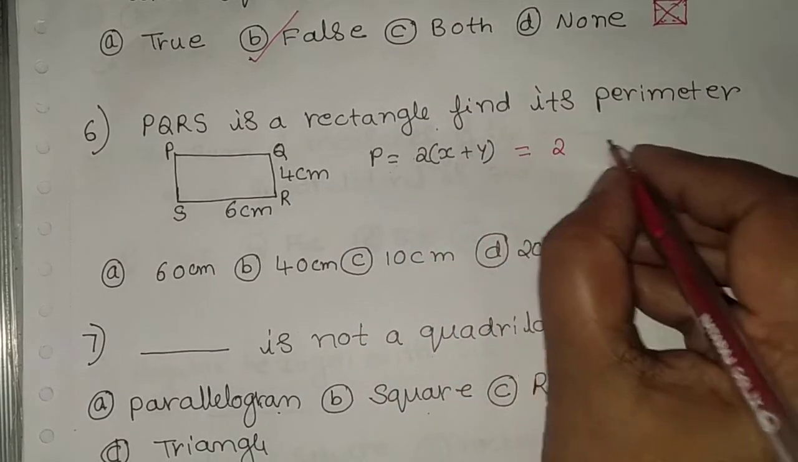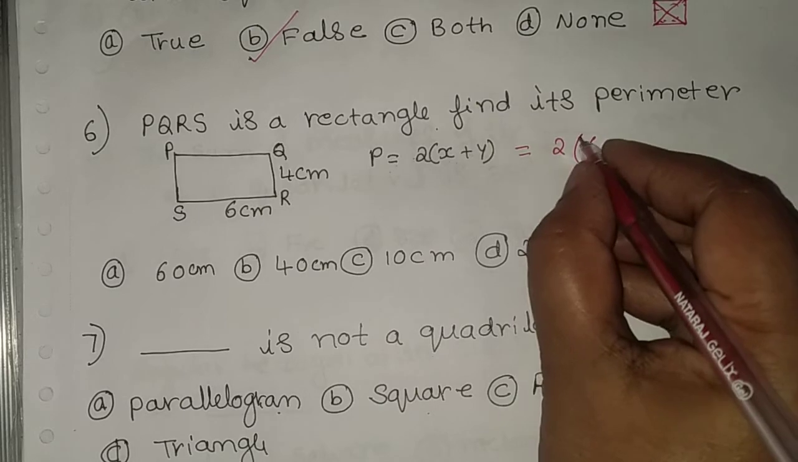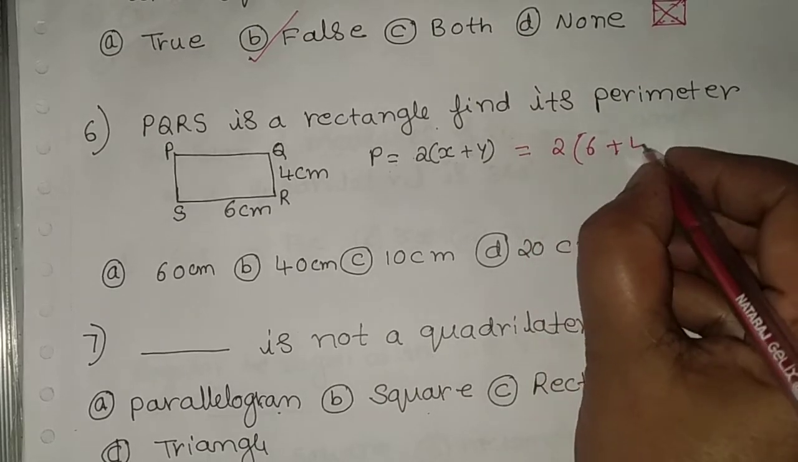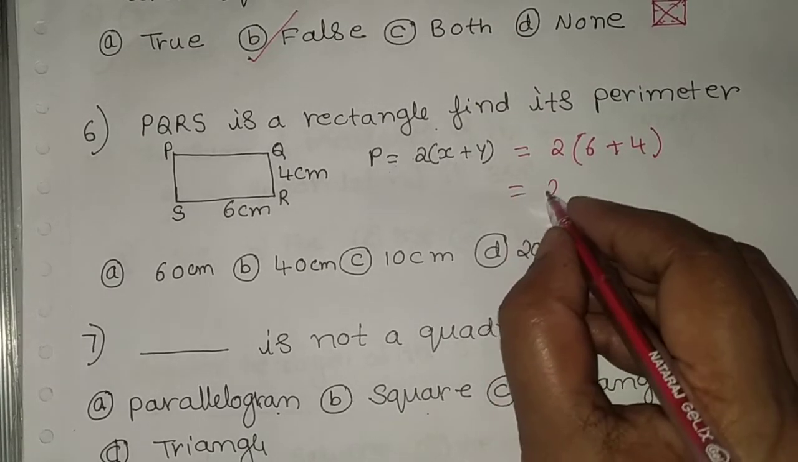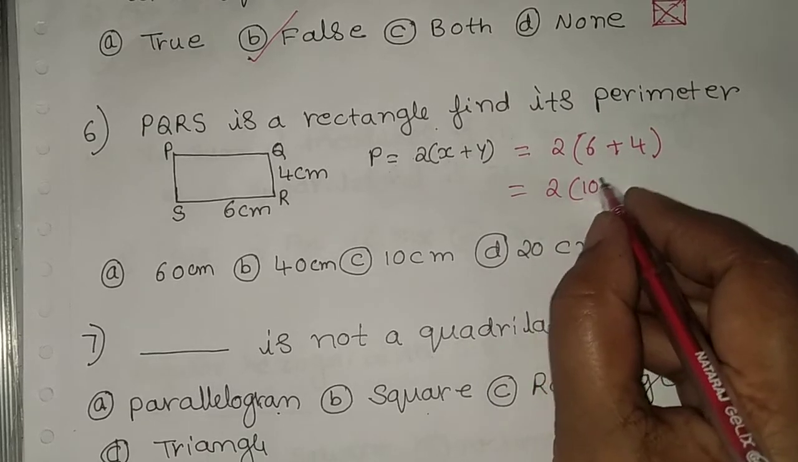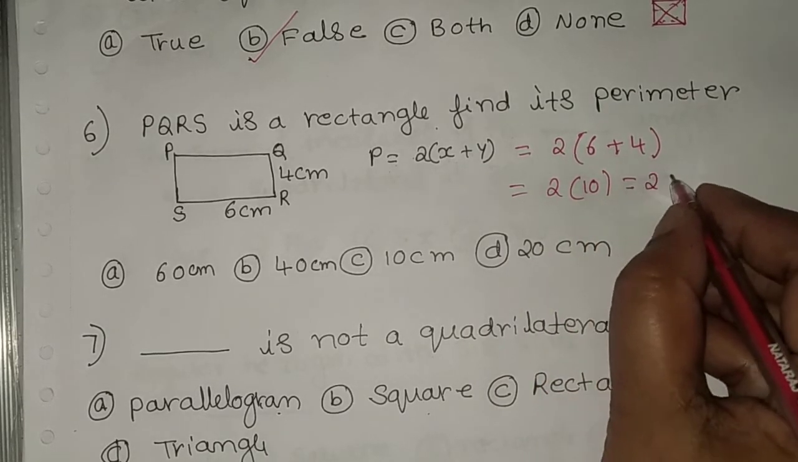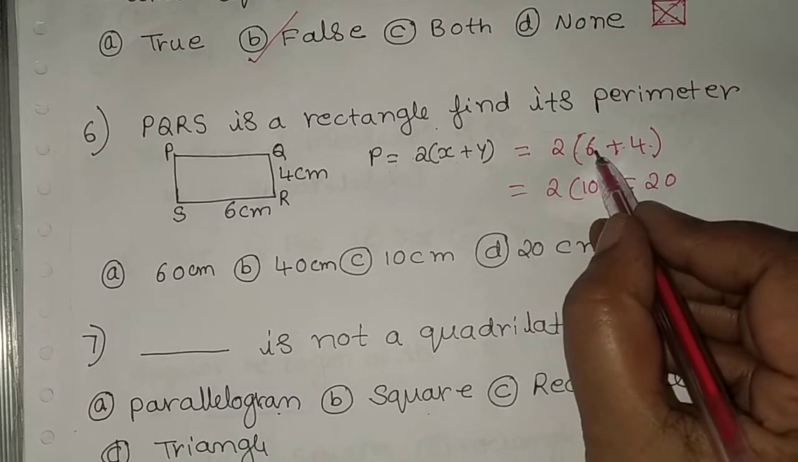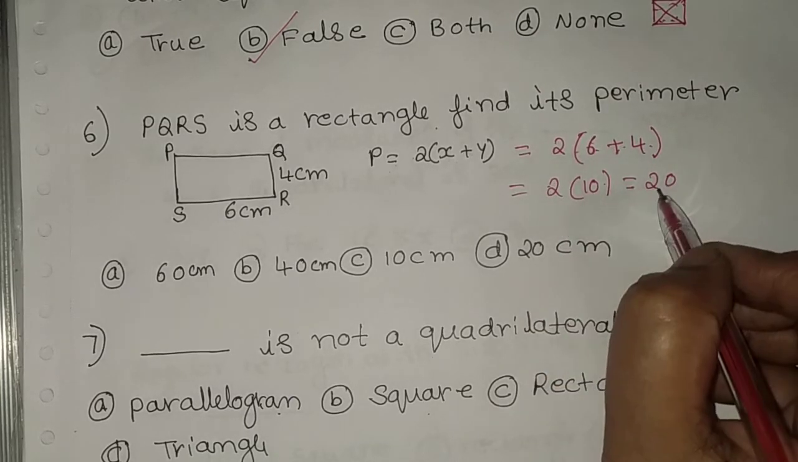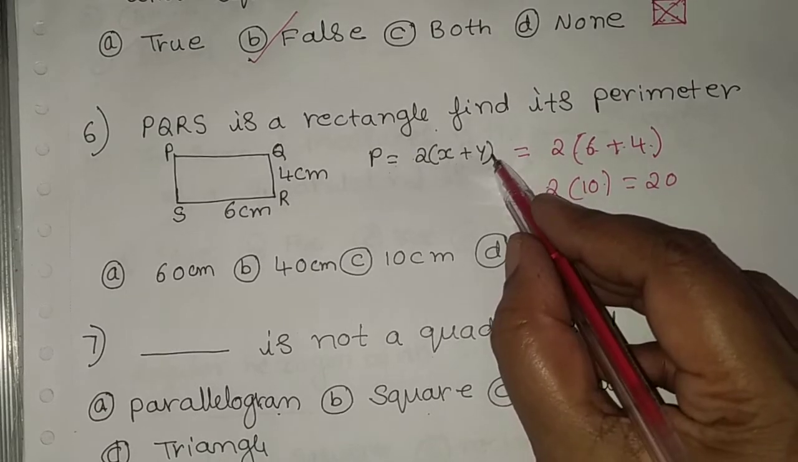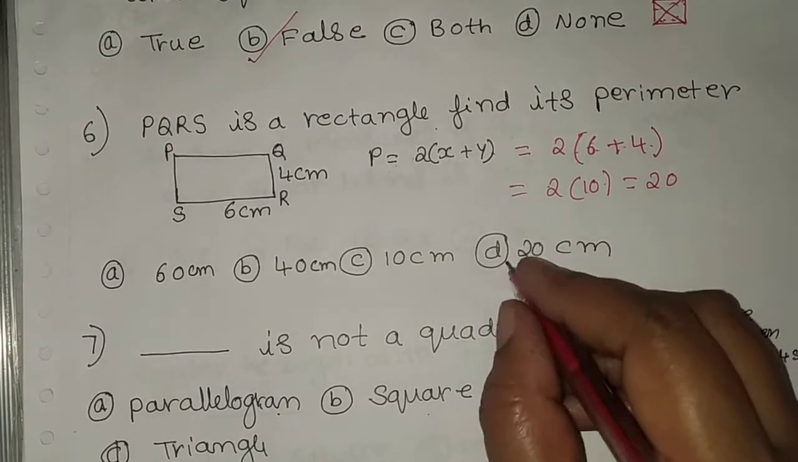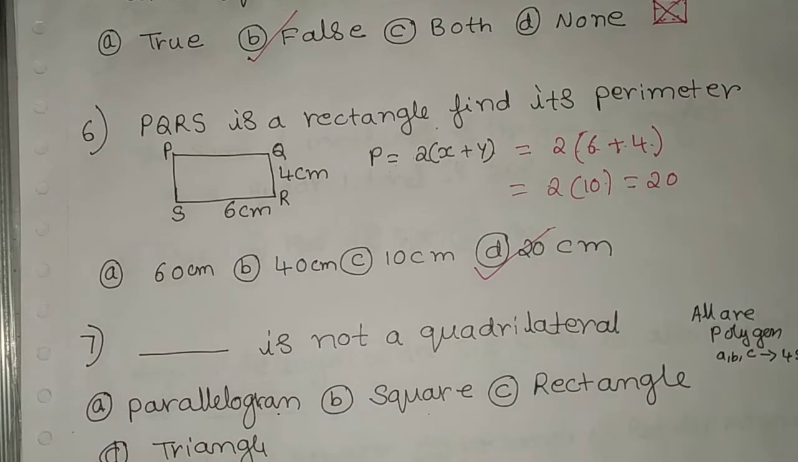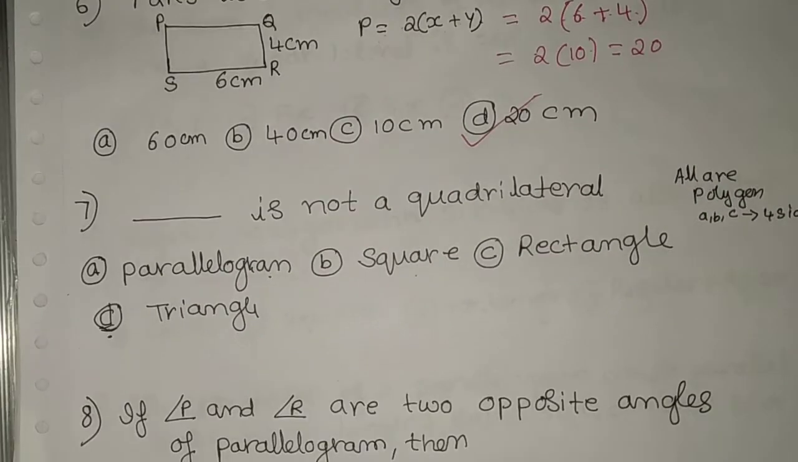X is given as 6. 2 into (6 plus y), y is 4. Therefore, 2 into how much? 6 plus 4 is 10, so it is equal to 20 centimeters. So we take both the sides, add, then multiply by 2. This is the perimeter of the rectangle formula. Therefore, D is the correct option. 20 centimeters we are getting.